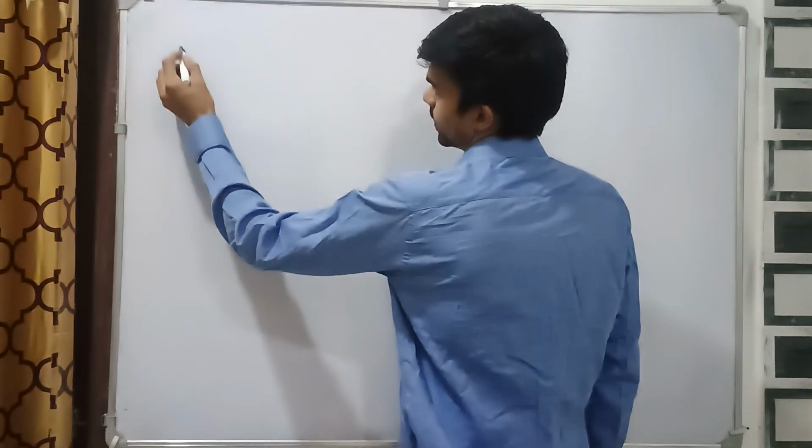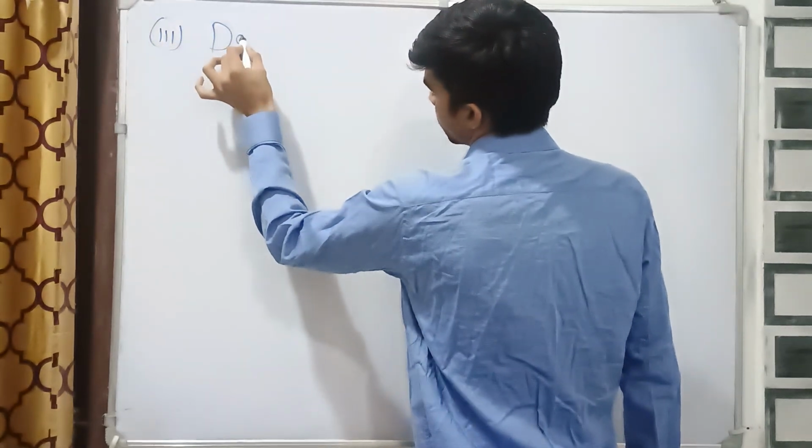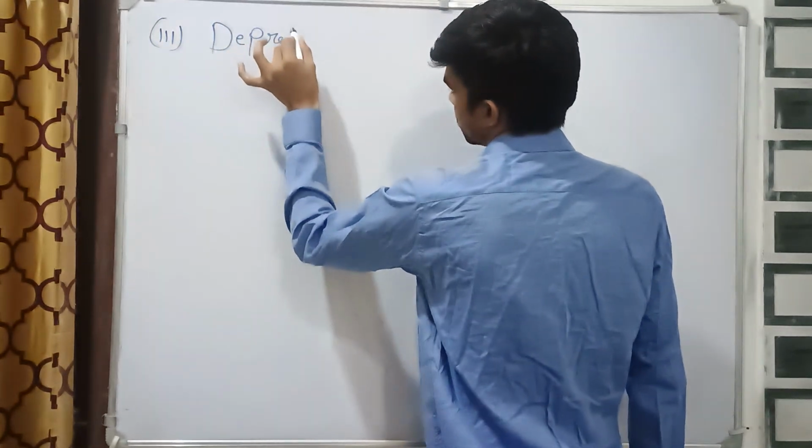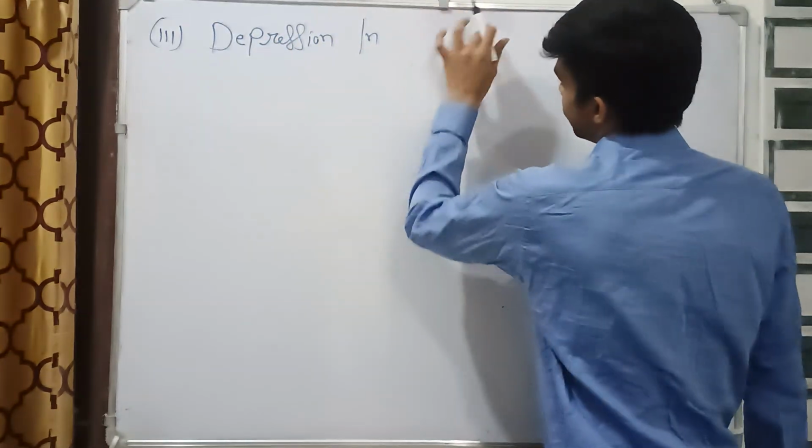Okay. Now moving to the third colligative property, that is depression in freezing point.